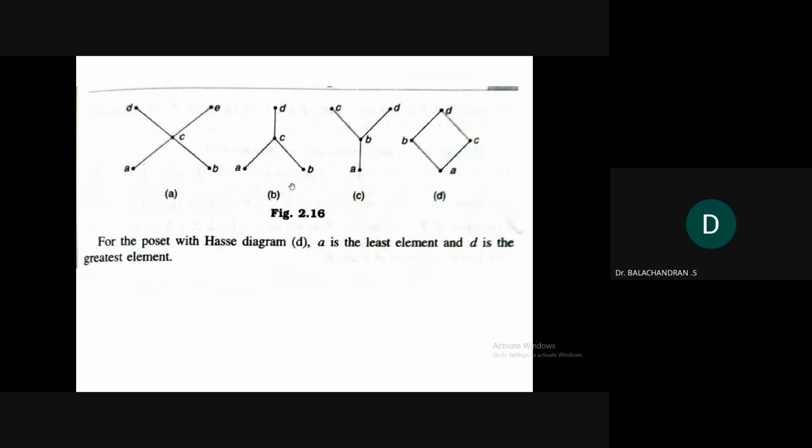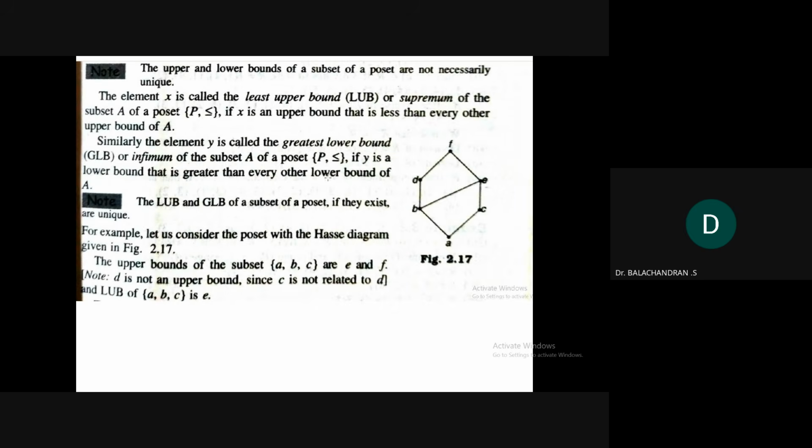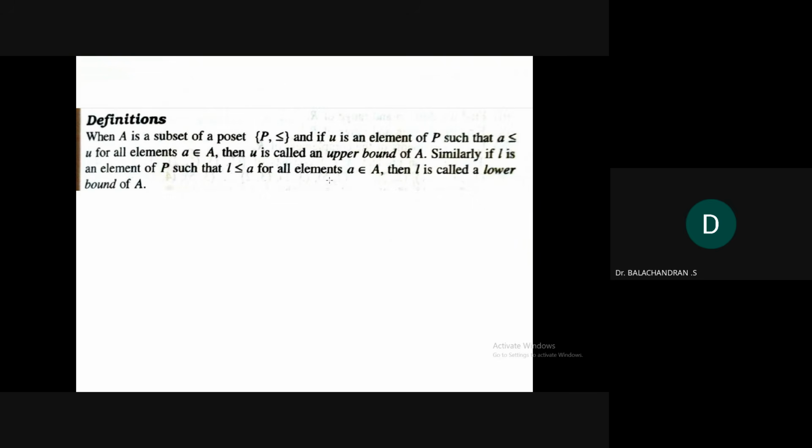I think the remaining thing is about this diagram 2.16a. We already discussed this one. So the next definitions are upper bound and least upper bound, and then lower bound and greatest lower bound. Only these two definitions, and then we will go to the problem. I will explain, try to understand.